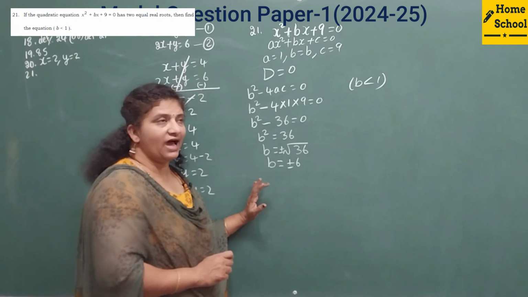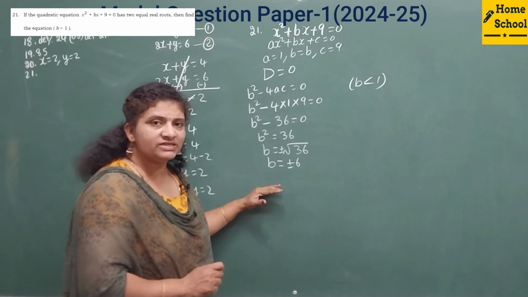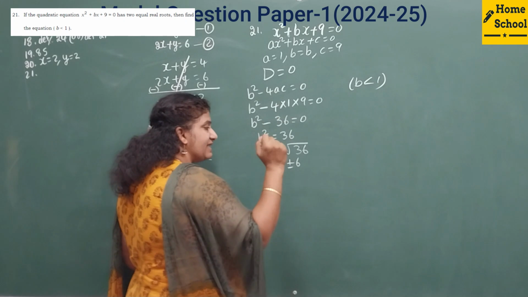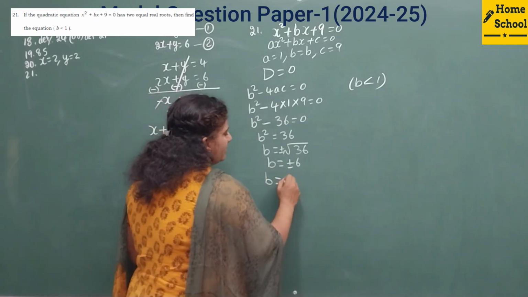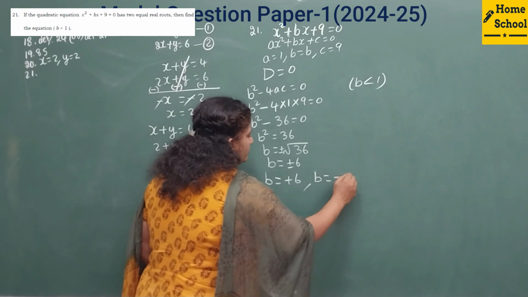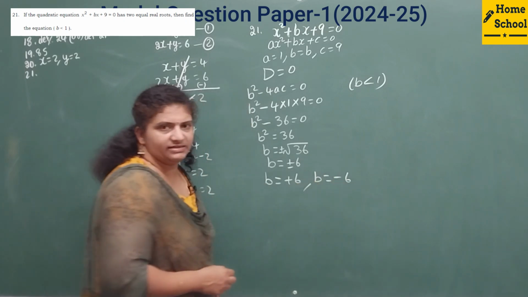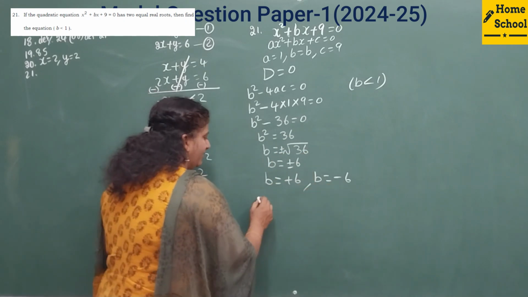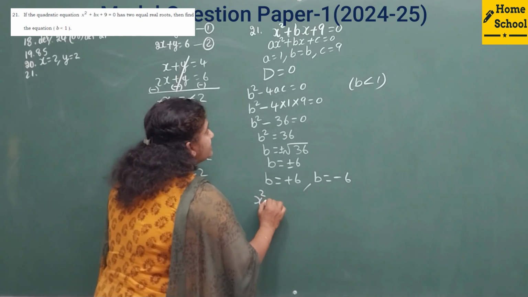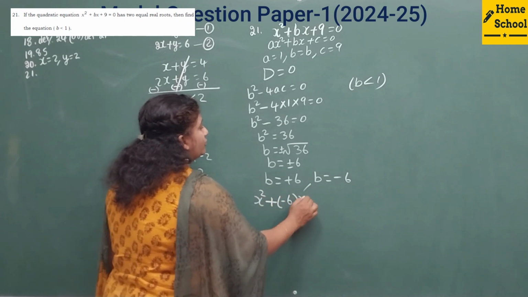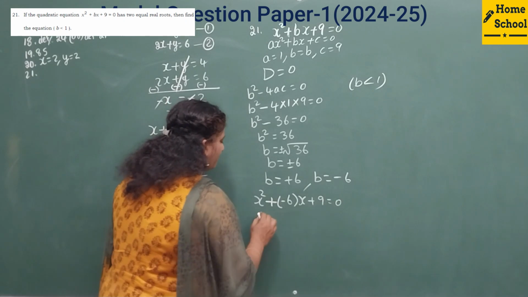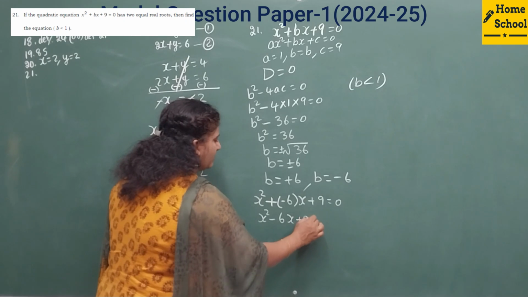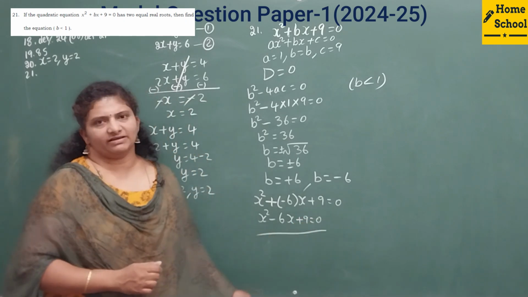Write the equation. After finding b, our problem is not completed. We need to write the equation by taking b less than 1. See here, b is having two values, plus 6 and minus 6. Less than 1. Which one is less than 1? Minus 6, right? In the place of b, substitute minus 6 in x square plus bx plus 9 equal to 0. That is x square plus minus 6x plus 9 equal to 0. This is the answer they have asked.